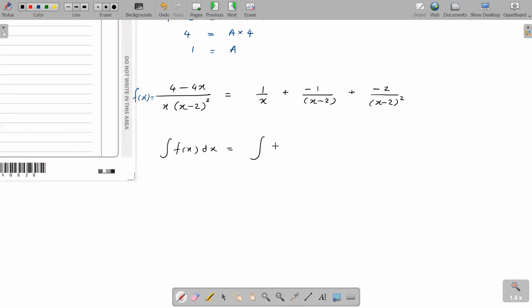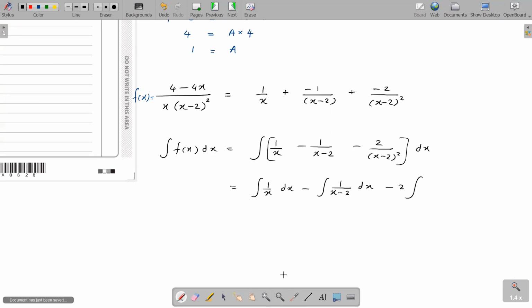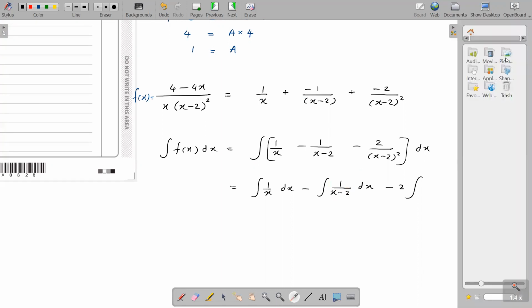So integration of fx, in other words, is to integrate 1 over x minus 1 over x minus 2 minus 2 over x minus 2 square. Are you with me? So I'm going to integrate this. I'll separate these terms out: integration of 1 over x minus integration of 1 over x minus 2, minus the integration of 2 over x minus 2 square. Now these terms we can directly integrate, right? I think you should know 1 over x integration is ln x. 1 over x minus 2 integration is also ln x minus 2, because we have the integration rule. Are you aware of the integration rules?